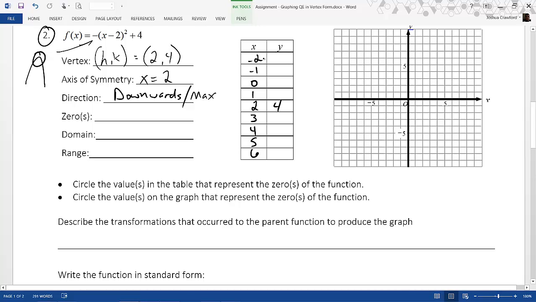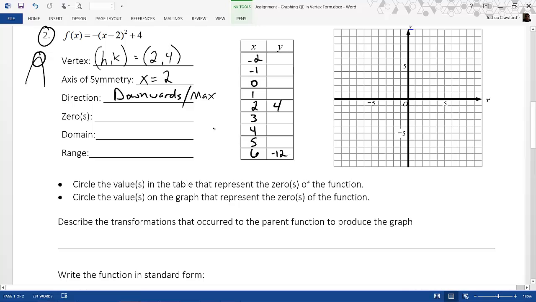Now, to find your y values, all you're going to do is plug your x values into the x of your equation. So let's plug in 6 first. 6 minus 2 is 4, and then 4 squared is 16. And then that'll be negative 16 because of that negative. And then negative 16 plus 4 is negative 12. So put negative 12 right there.